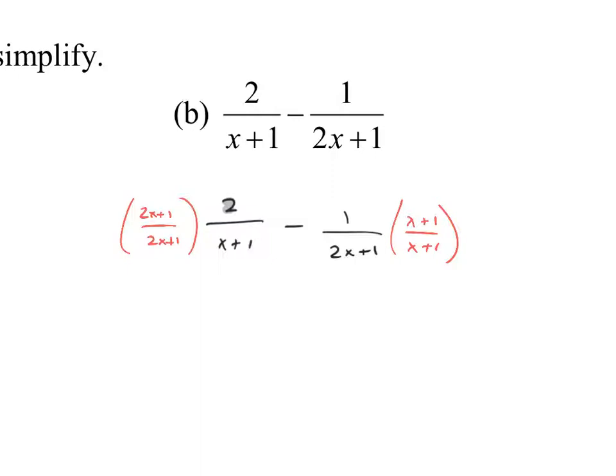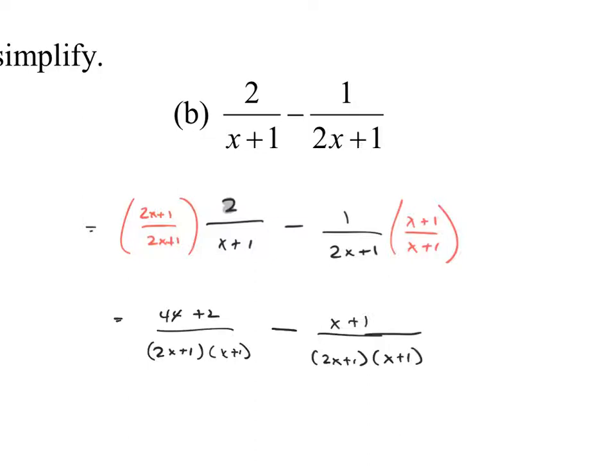Now I need to distribute. So I'm getting a common denominator, so I'm going to distribute the 2x plus 1 times the 2, and I'm going to distribute the 1 times the x plus 1. That's not too hard, but let's see here. 2x times 2 would be 4x, and then 1 times 2 would be plus 2, and this is all over 2x plus 1 times x plus 1. Minus, on this one, 1 times x plus 1 is quite simply x plus 1. On bottom, I now have my 2x plus 1. Notice how I put that in parentheses. It's very important. All over x plus 1.